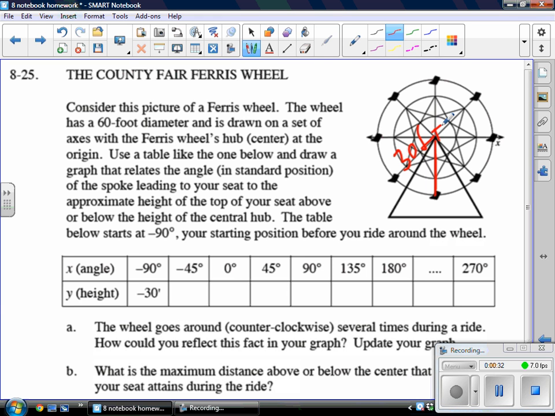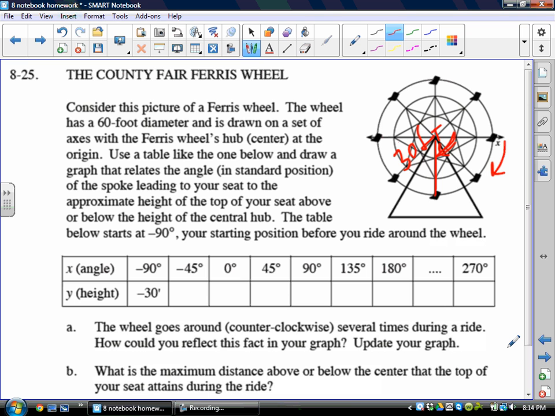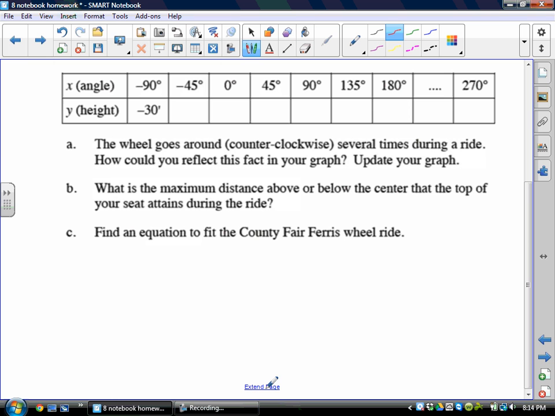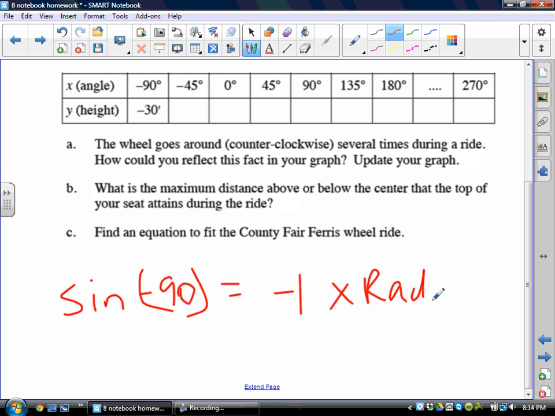So what they want us to do in this table is we have the angles, and so this angle right here is negative 90 degrees. Negative just means you're going down first on the circle rather than going up first. I want to find the height, which goes along with the sine of the angle. If I take the sine of negative 90 degrees, which is my height, typically that's going to be -1, right? But I'm going to multiply this by the radius. The radius is 30, so -1 times 30 gives me -30 feet. That's why they have this -30 right here.